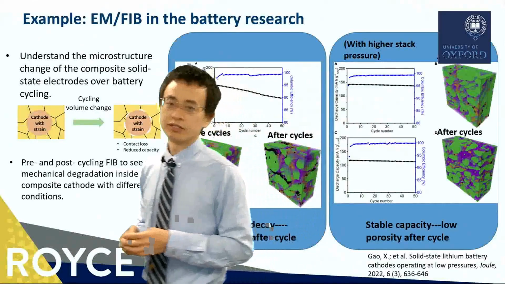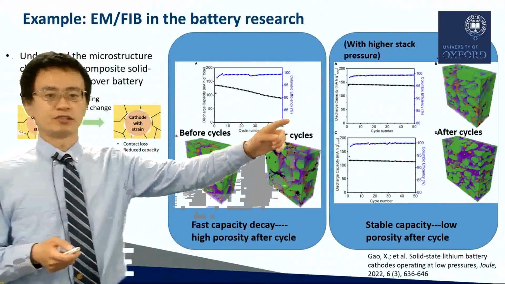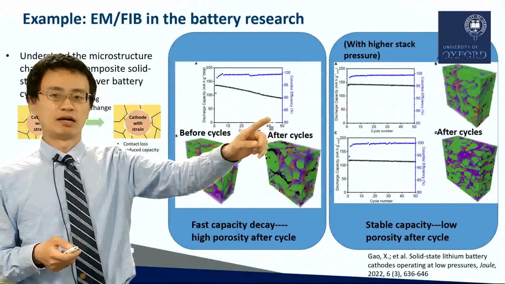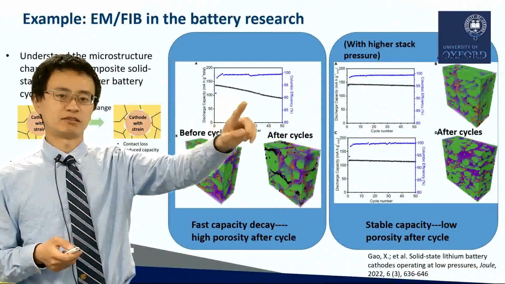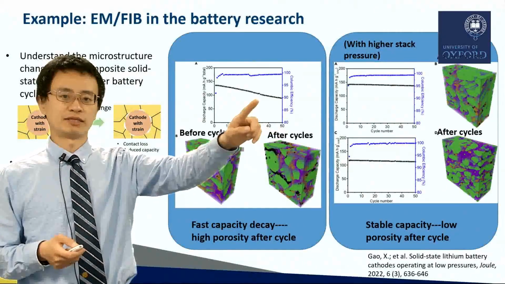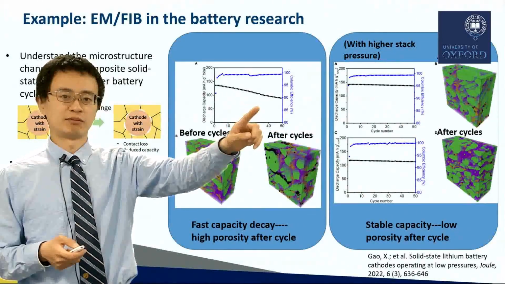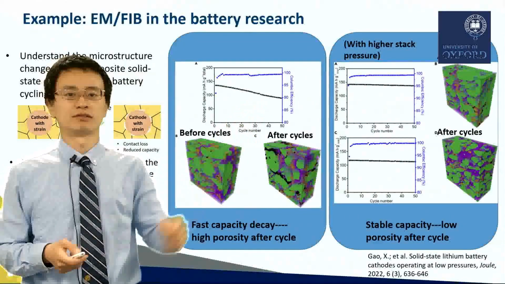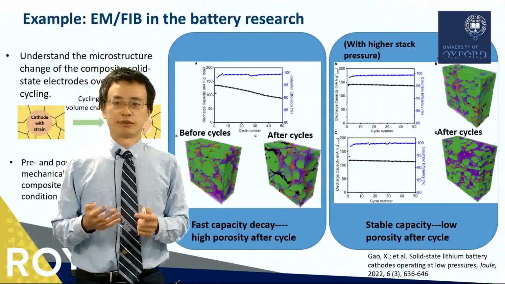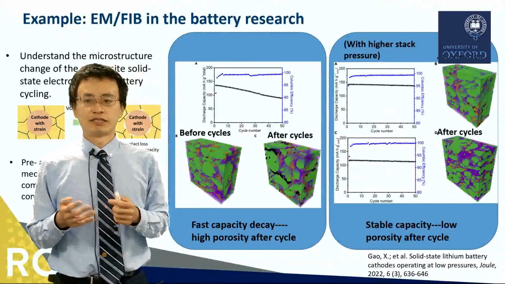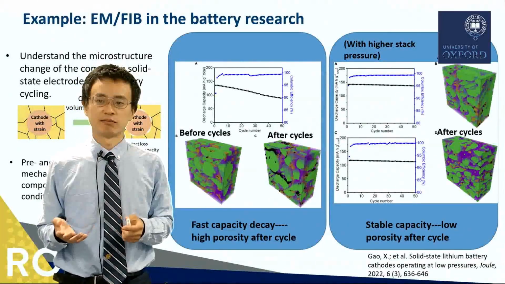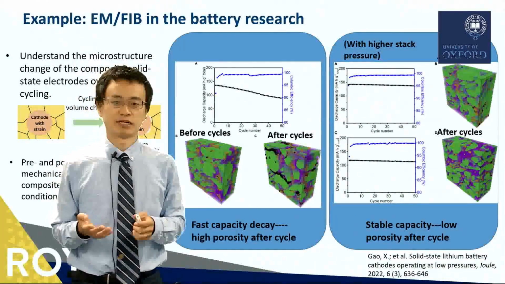The results are shown here. First, we cycle the cell at a quite low stack pressure, and we can see the capacity drops fast from the first to the 50th cycle, and the capacity is represented by the blue dot curves. To understand the reason why it drops fast, we did FIB-SEM and 3D reconstruction to see the morphology inside the composite cathode before and after cycling.